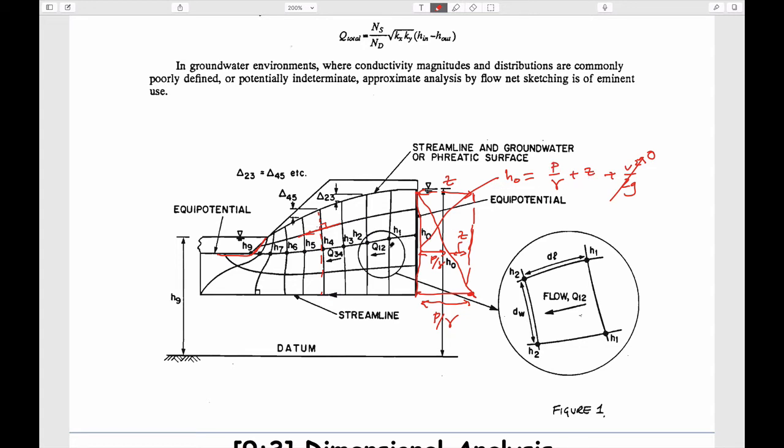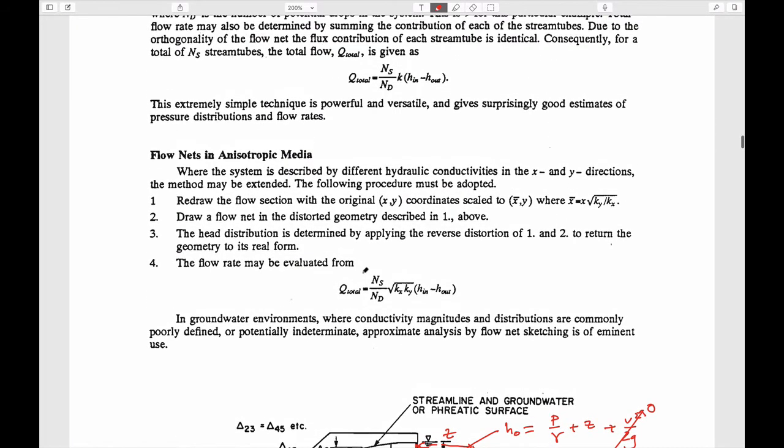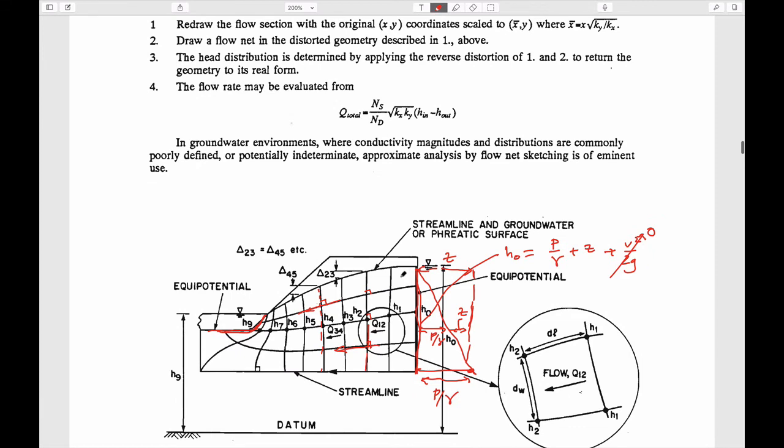And so if you can draw a flow net that honors the boundary conditions with an equipotential that's upstream, an equipotential that's downstream, and that the flow net that intersects those has a right angle between the flow lines going in this direction and the equipotentials perpendicular to them, you can very simply calculate the flow rate from this equation here. And that is the total flow rate per unit run into the page is equal to how many stream tubes you have. In this case, 1, 2, 3, 4.